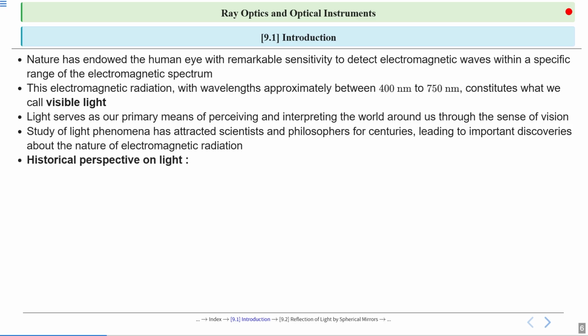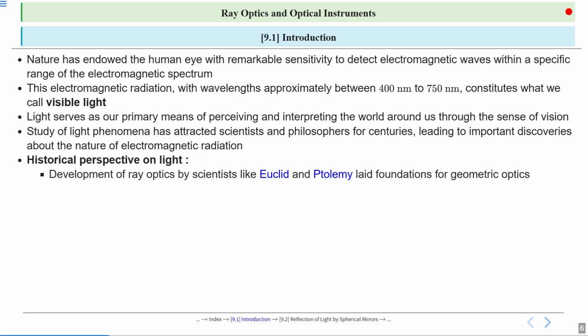What is the historical perspective on light? The development of ray optics by scientists like Euclid and Ptolemy laid the foundation for geometric optics. What is geometric optics? That we are going to discuss in ray optics. We are going to make some ray diagrams and discuss the working of optical instruments by drawing ray diagrams. So that is geometric optics. Scientists like Euclid and Ptolemy laid the foundation for this geometric optics.